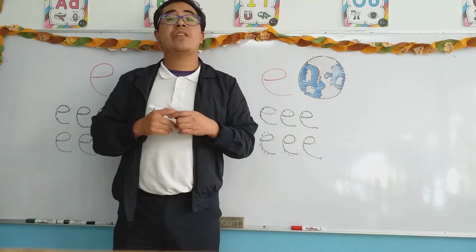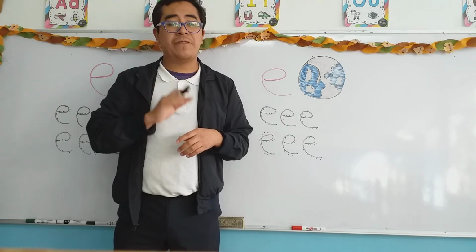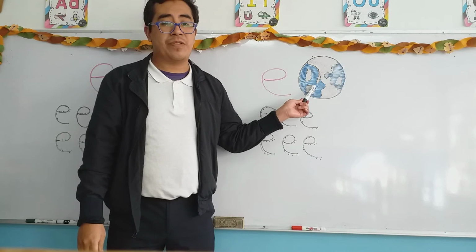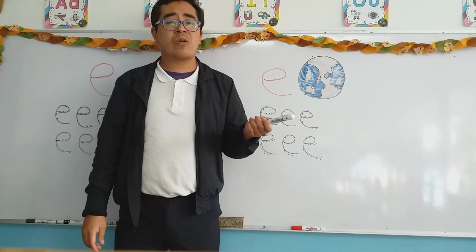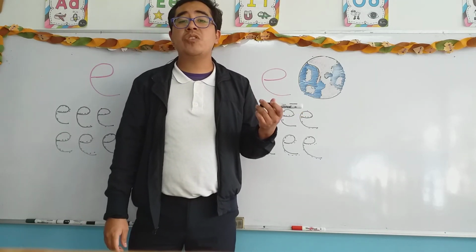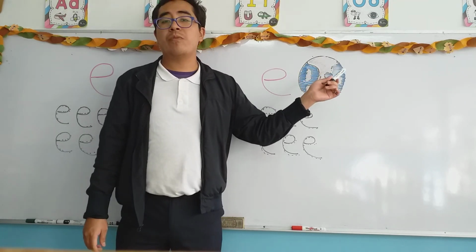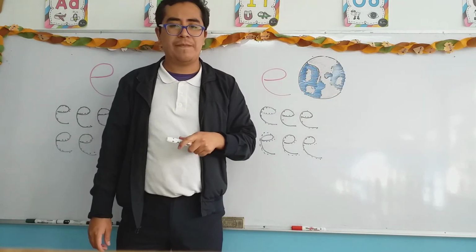Once we have finished tracing all of the examples of the letter, then we can paint our planet Earth, okay? We can use several colors, or if you want, you can use the ones that I used. Color brown and color blue. Once again, this is optional.